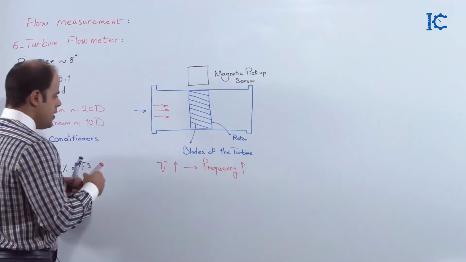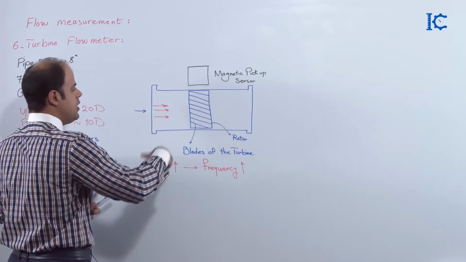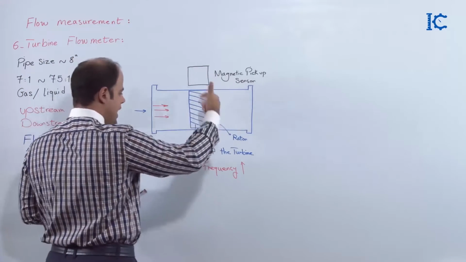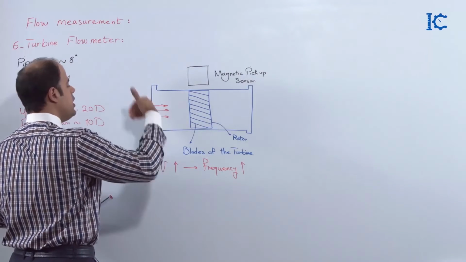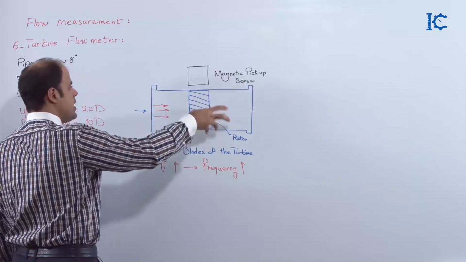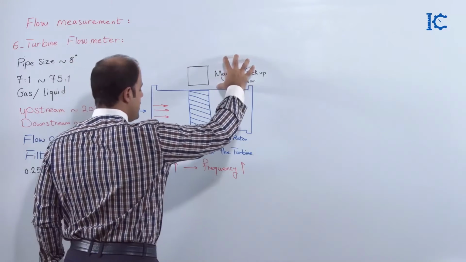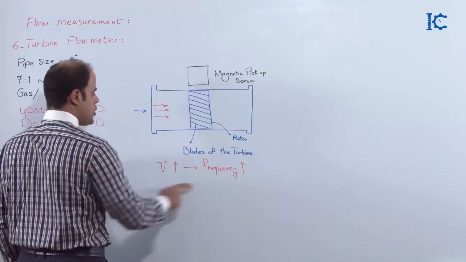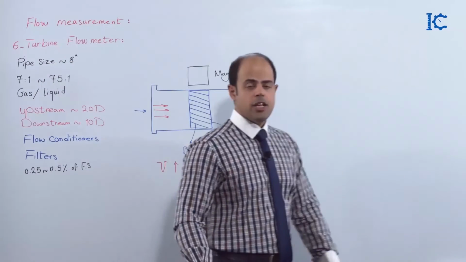It means that when the fluid has less velocity, the turbine rotates less. When the velocity of the fluid increases, for sure the rotation is going to increase, and in this case the frequency detected by this sensor is going to be high. So that's why there is a direct relationship between these two parameters that I wrote for you on the whiteboard.